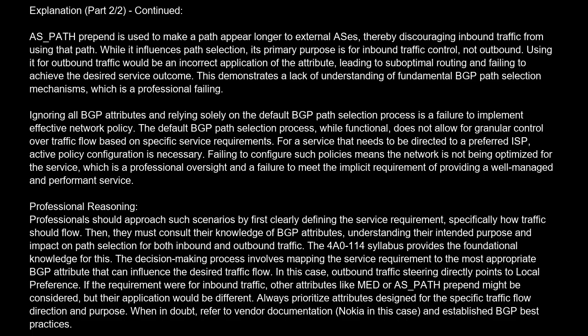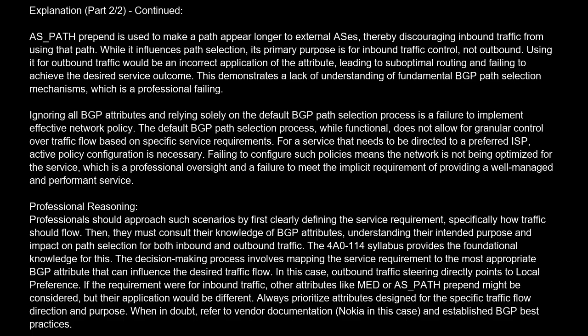Ignoring all BGP attributes and relying solely on the default BGP path selection process is a failure to implement effective network policy. The default BGP path selection process, while functional, does not allow for granular control over traffic flow based on specific service requirements. For a service that needs to be directed to a preferred ISP, active policy configuration is necessary. Failing to configure such policies means the network is not being optimized for the service, which is a professional oversight and a failure to meet the implicit requirement of providing a well-managed and performant service.